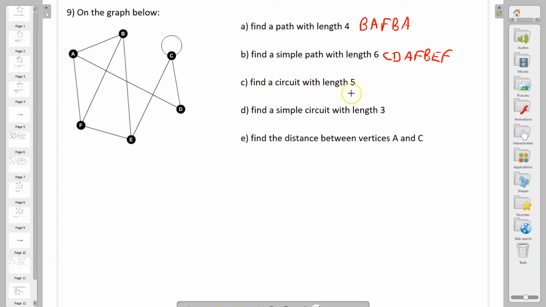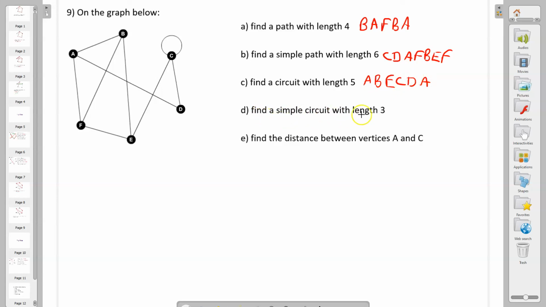Next, we're asked to find a circuit with length 5. Let's go from A to B, B to E, E to C, C to D, and D back to A. So we've got a circuit. It starts at the same vertex where it ends, and it's got 1, 2, 3, 4, 5 edges. So it has a length of 5. And we write it out as A, B, E, C, D, A.